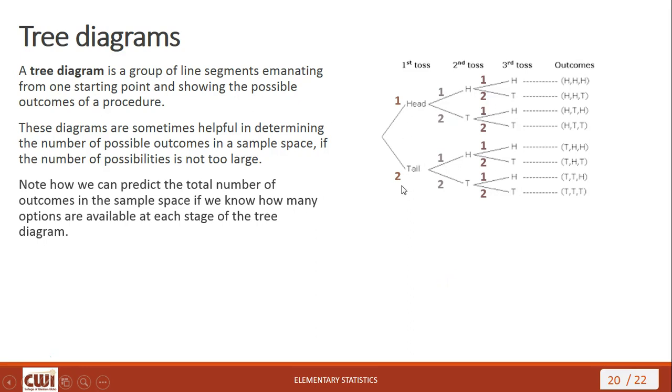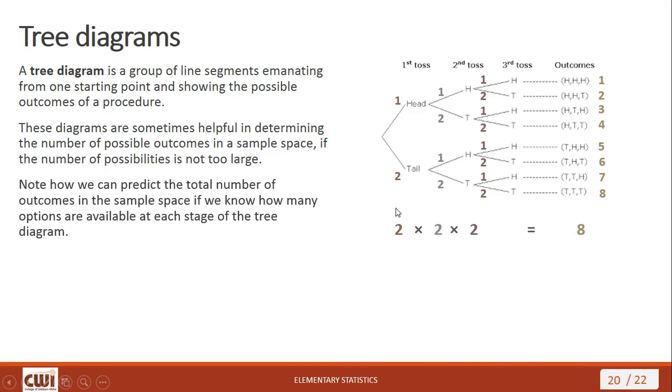Well, we can tally this up, and this leads us to the 8 possible outcomes that we get. The first toss, we can get 2 possible outcomes. And then for the second, each outcome has 2 possible outcomes. And then for the third toss, each outcome from the previous toss has 2 possible outcomes. So if we multiply those together, we get 8. 2 times 2 times 2 is 8.